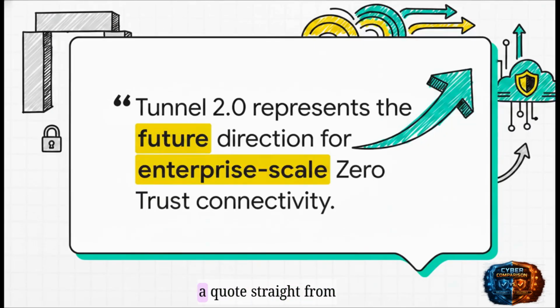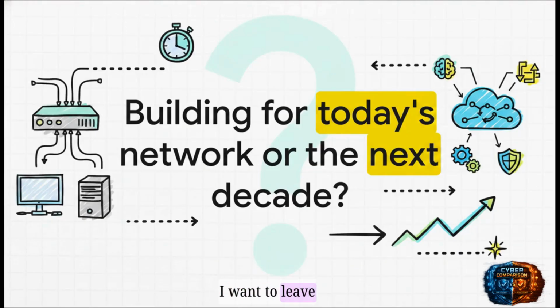I actually want to highlight a quote straight from our source material that really hits the nail on the head. Tunnel 2.0 represents the future direction for enterprise-scale Zero Trust connectivity. While 1.0 remains incredibly stable and does exactly what it was built for perfectly, 2.0 is undeniably the direction that modern networking is heading. And that brings us to a final thought I want to leave you with.